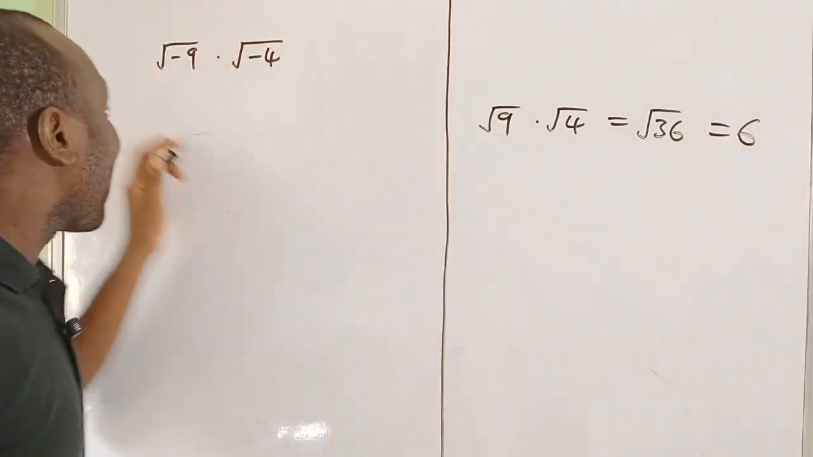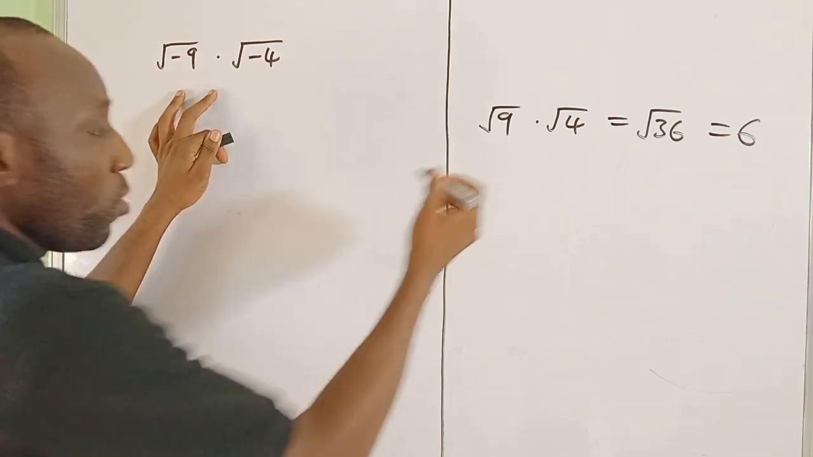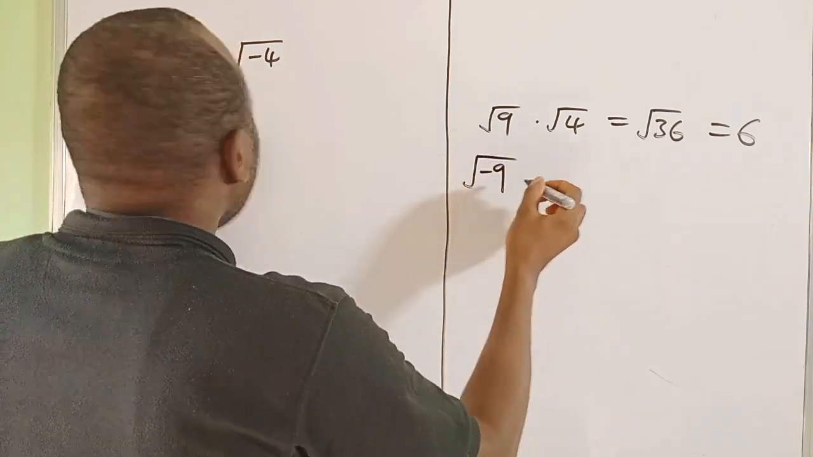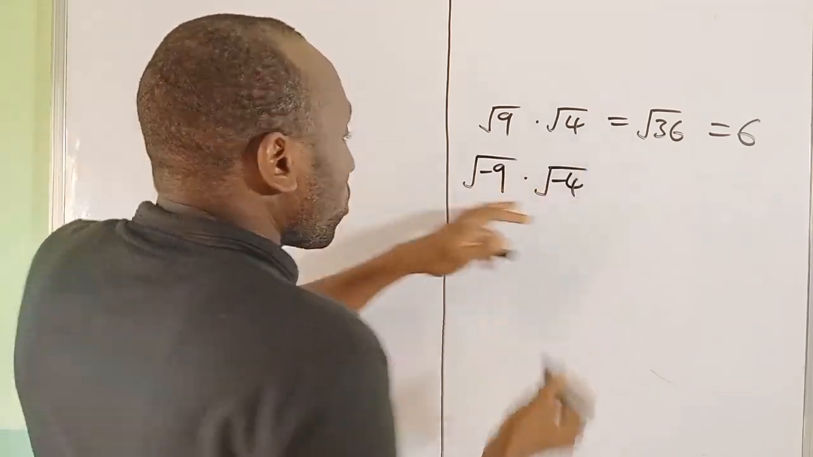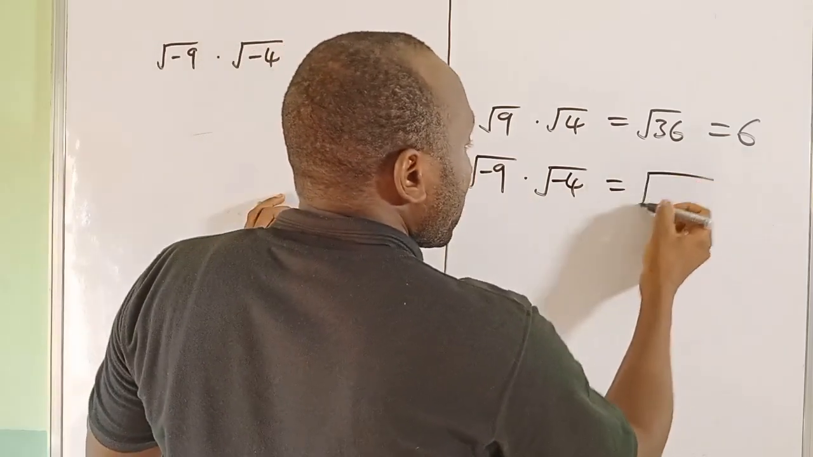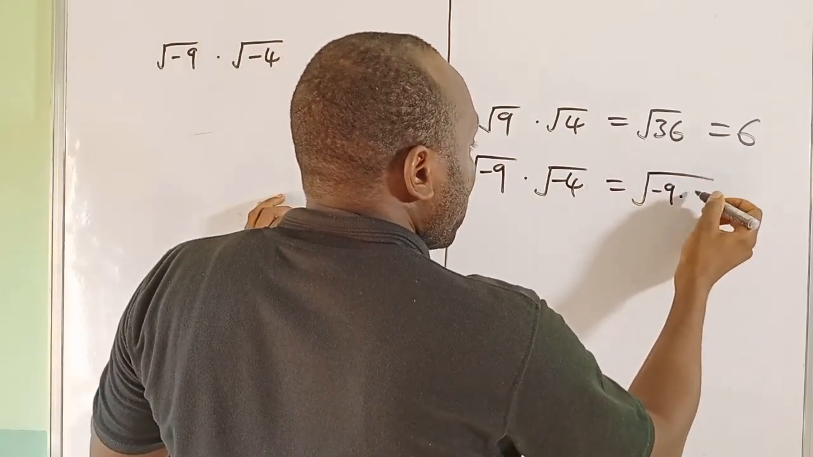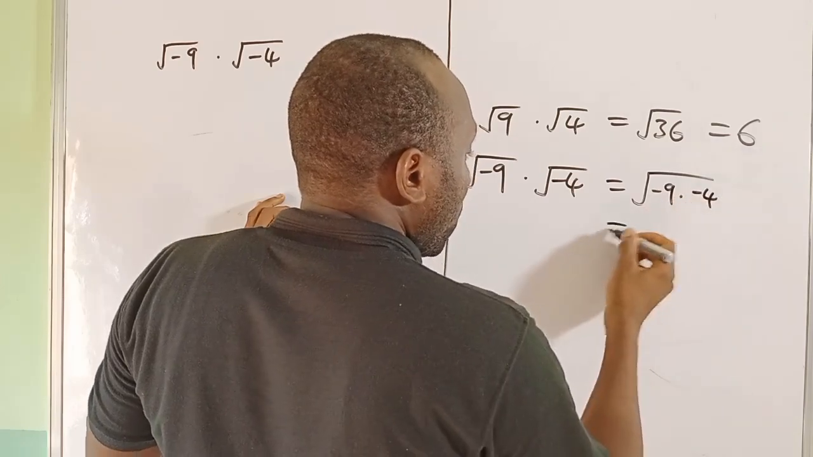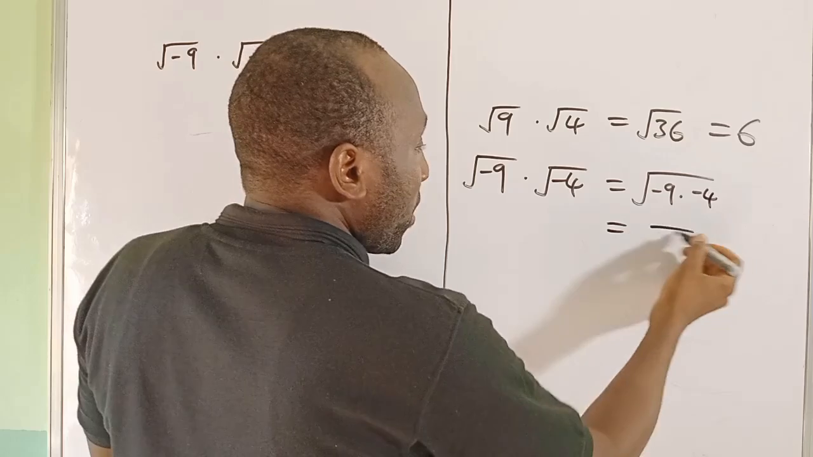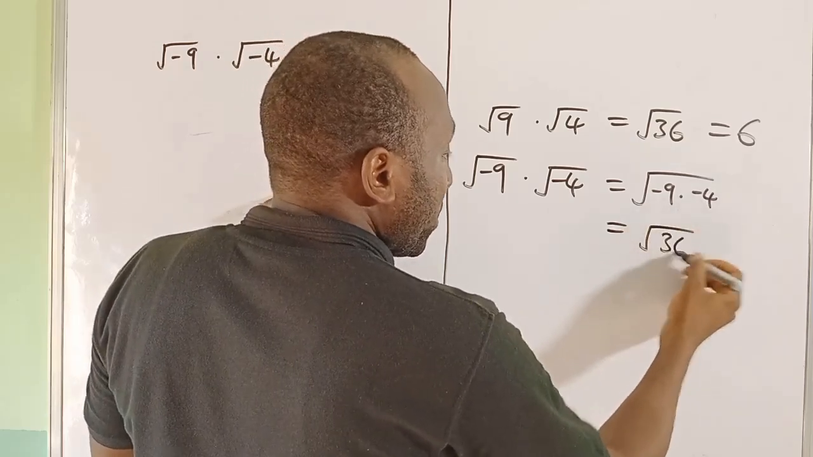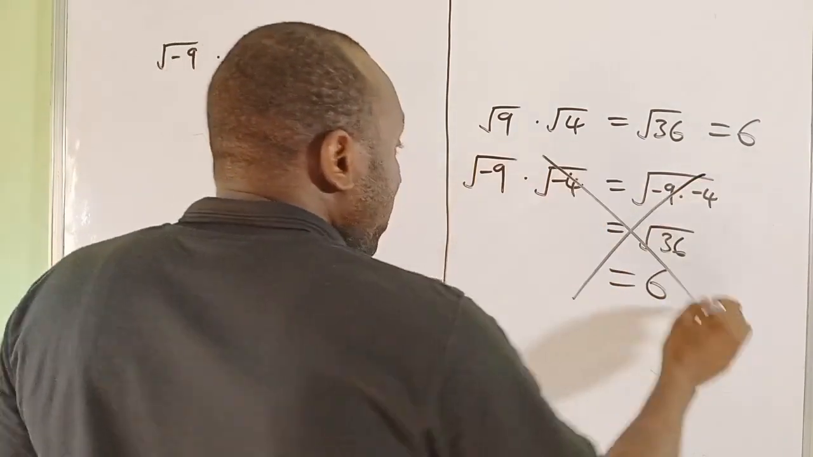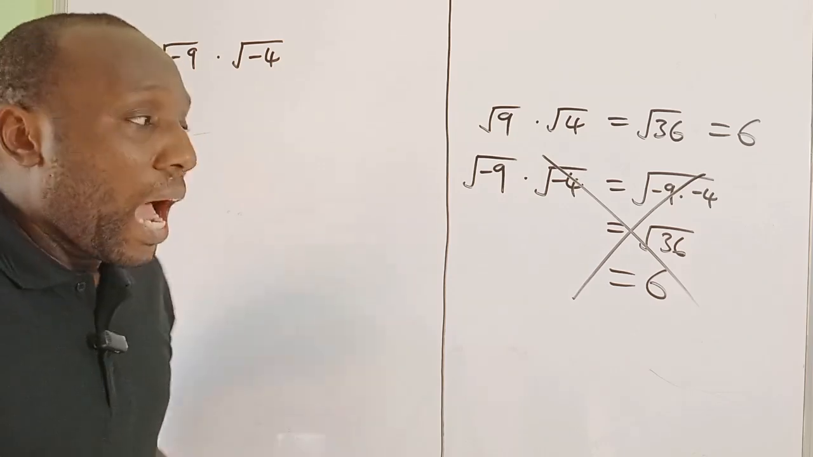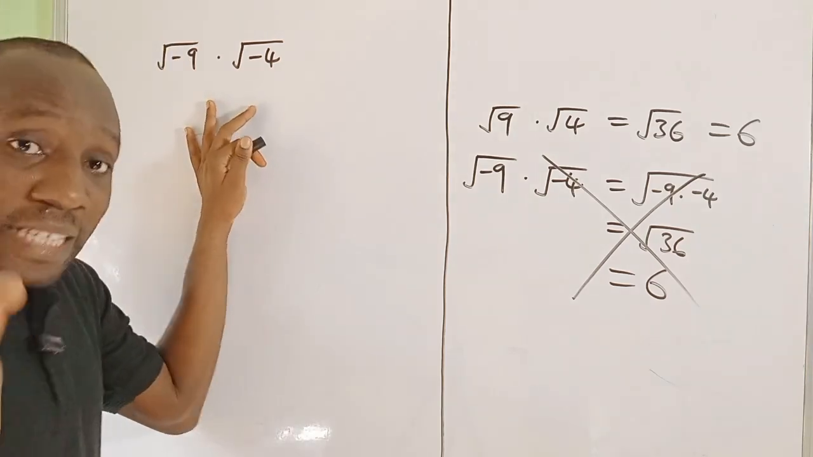The question is, can you do that here, where you have to multiply the radicand, that's the number inside the square root? Then you have something like this: minus 9 times minus 4. Minus times minus is plus, so that's 9 times 4 is 36, and the square root is 6. But is this correct? Of course not. It is completely wrong. How should we solve this question instead?